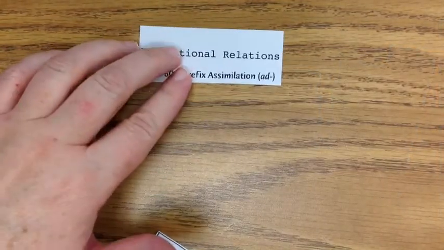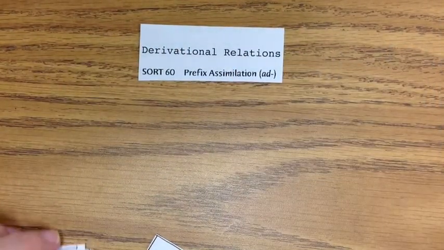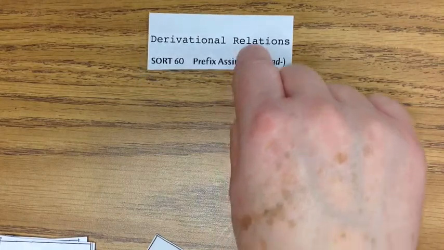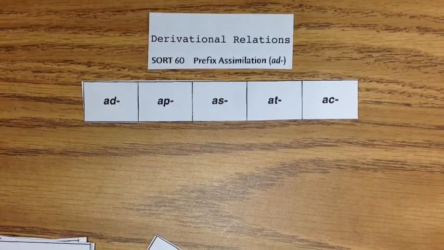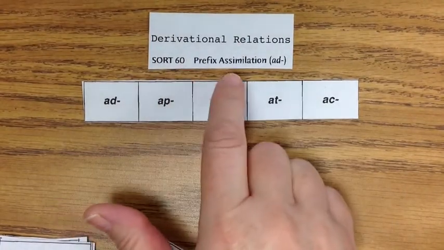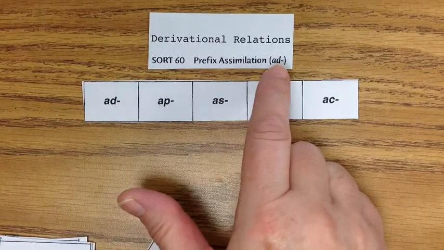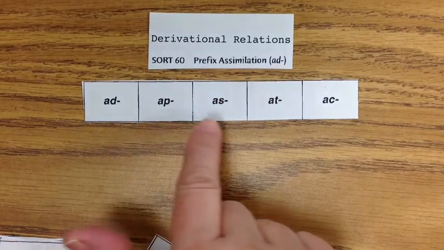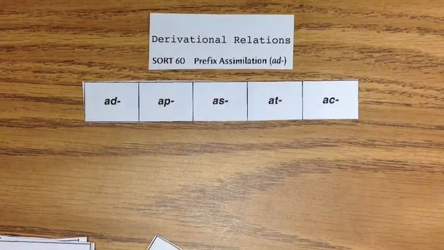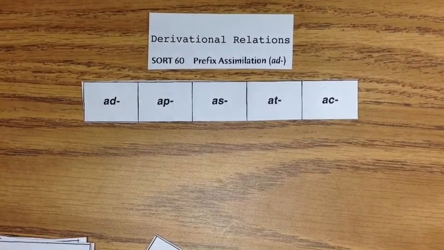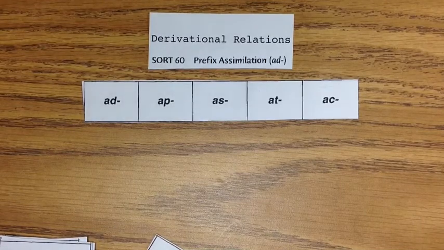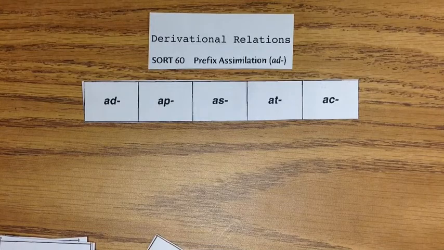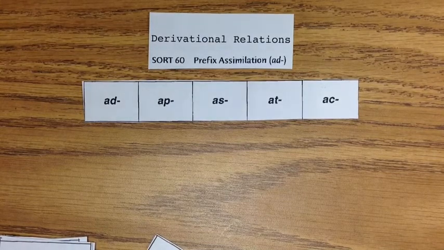Okay, so here we go. So I have my sort 60 title or label. All right, and then I have my exemplars. Even though this is just called assimilation or prefix assimilation AD, we have other ones. We have AP, AS, AT, and AC. You can easily sort these by the beginning letters. The prefix AD has not been covered specifically in other sorts, so you should read through the words to get a sense of what it might mean, okay?